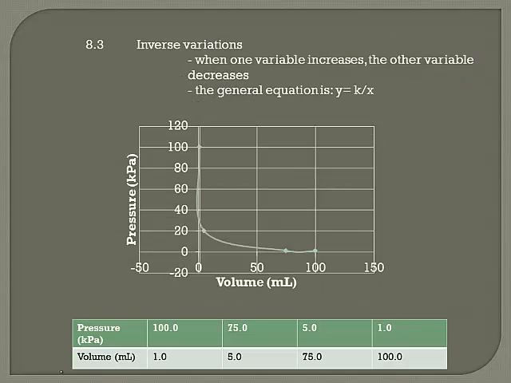Our final relationship or variation that we're going to look at is an inverse variation, and this happens in the case that you have one variable increasing and the other variable decreasing. The general equation for it is y equals k over x, or in other words, we can look at this as having the two variables we're measuring on the same side of the equal sign. You would not be asked to produce the equation for this particular variation, but you would have to understand what it represents.